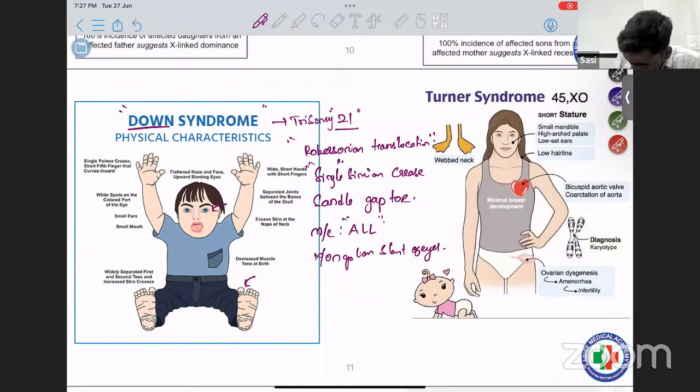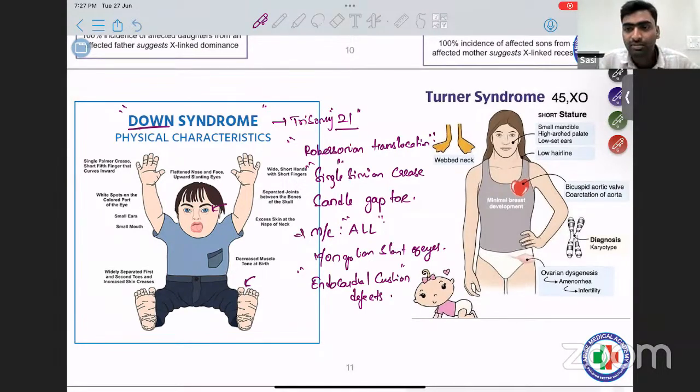And you will cry and your heart will break. And because of this breaking of the heart, what will it result in? It will result in the endocardial cushion defects. Okay, endocardial cushion defects. And remember, the most common type of leukemia is ALL.